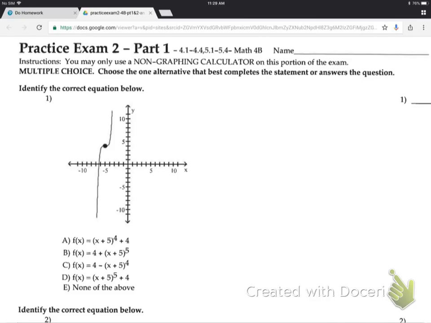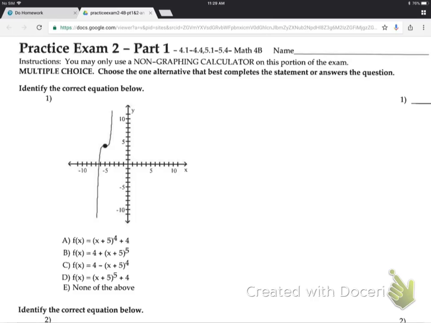So part one is non-graphic calculator, just like it was last time. Part one will be non-graphic calculator, then part two graphic calculator. All right. So how'd you all do this one? Looking for what? The translations. Okay.